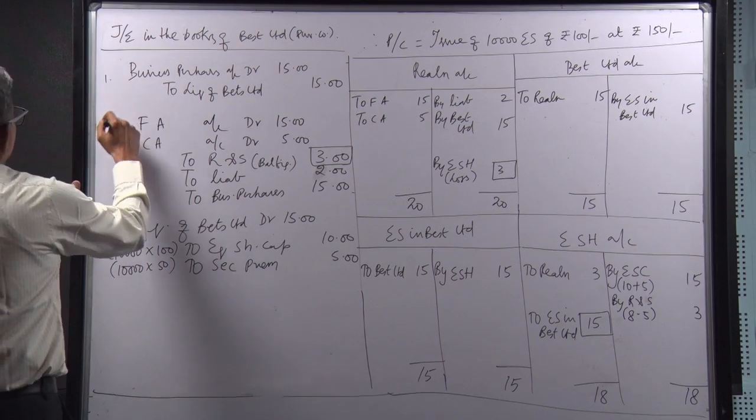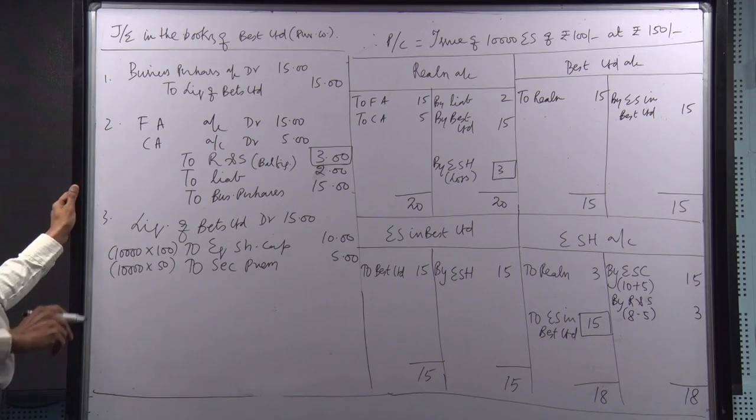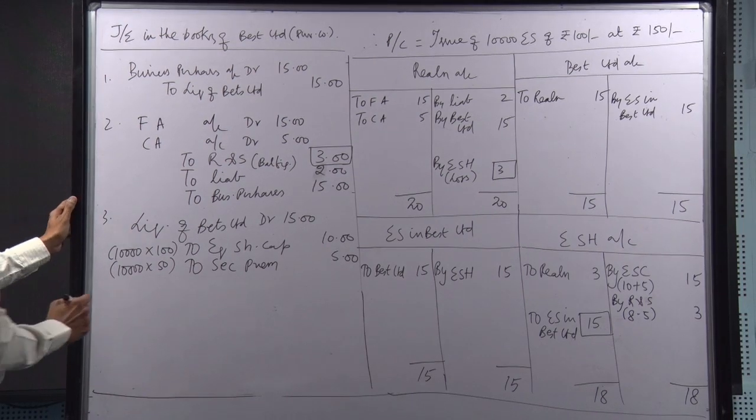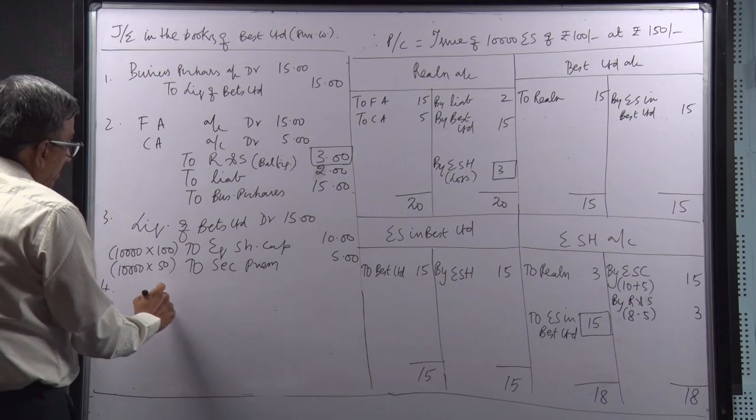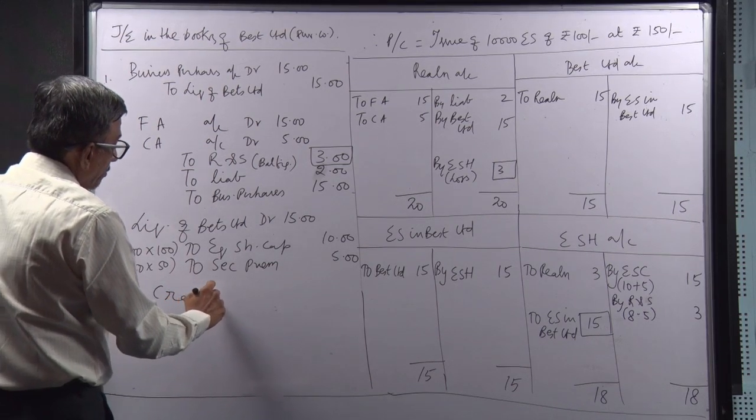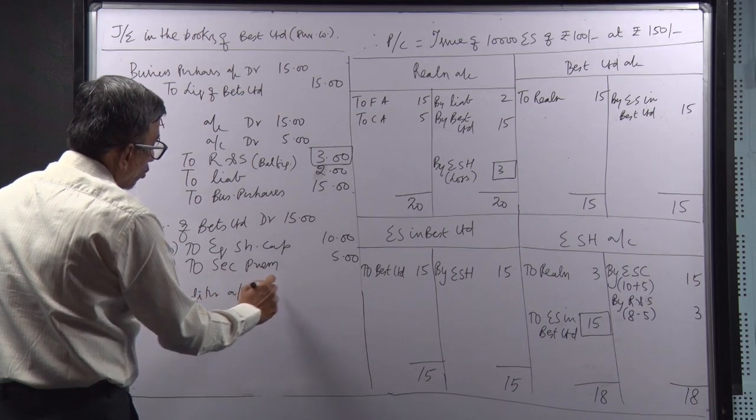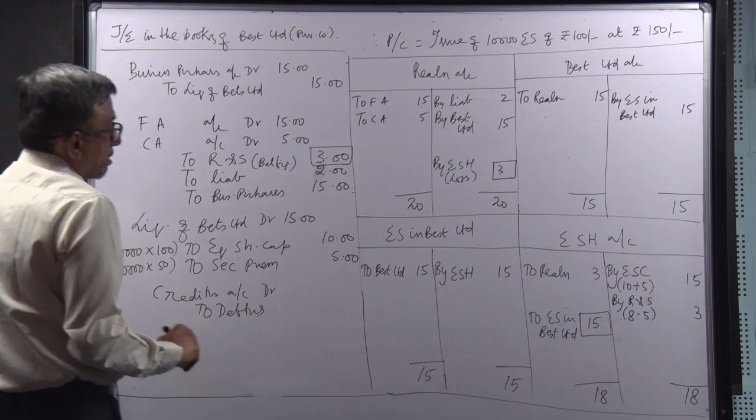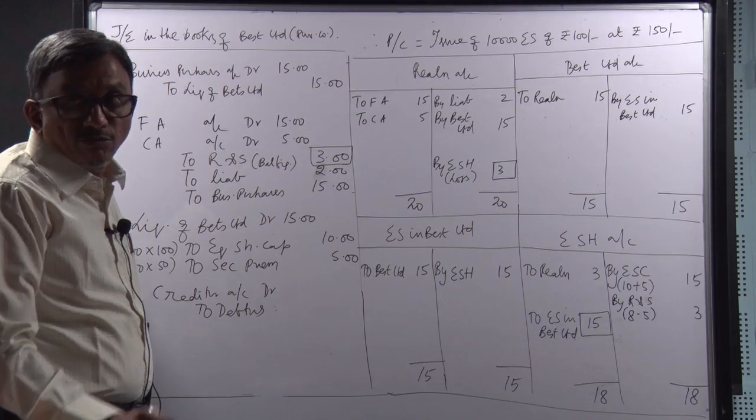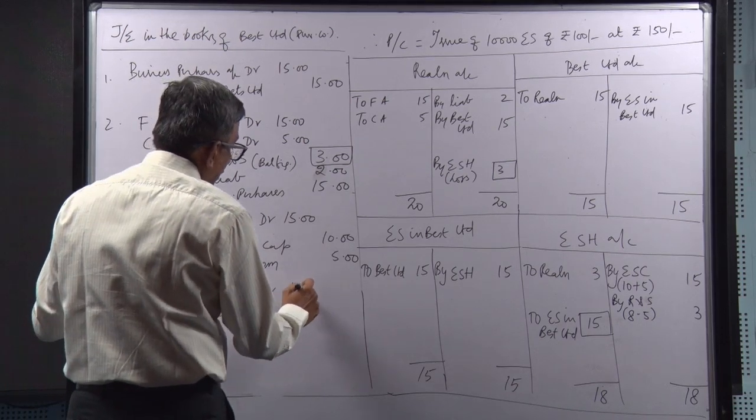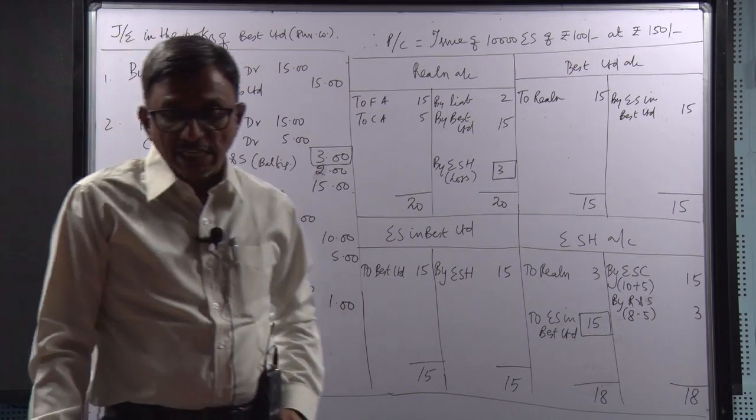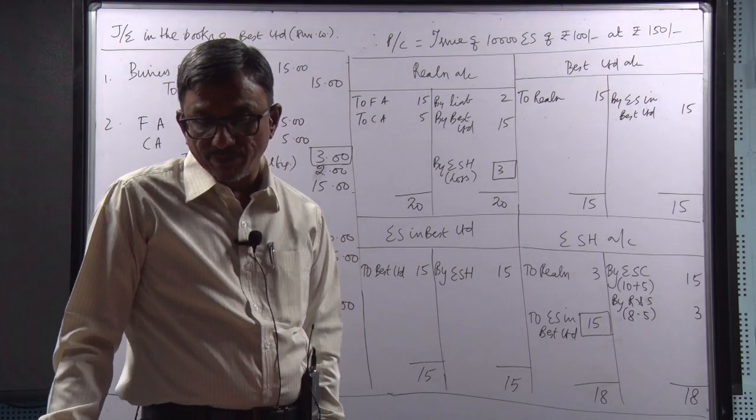Normally we will have only 3 entries, but in this problem we have 2 more entries. What are they? Intercompany owing is there, so we have to make an entry for that. What is that entry? Creditors account debit, to debtors. This is the entry for intercompany owing. In this problem it is 1 lakh. You can see adjustment number 5: liabilities of Best included 1 lakh due to Best.